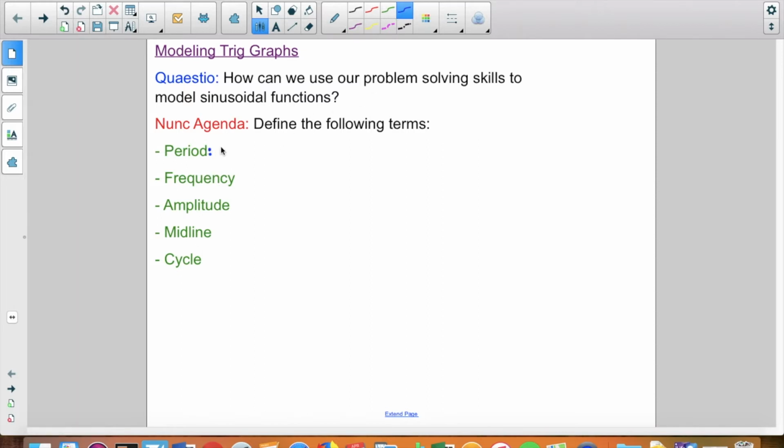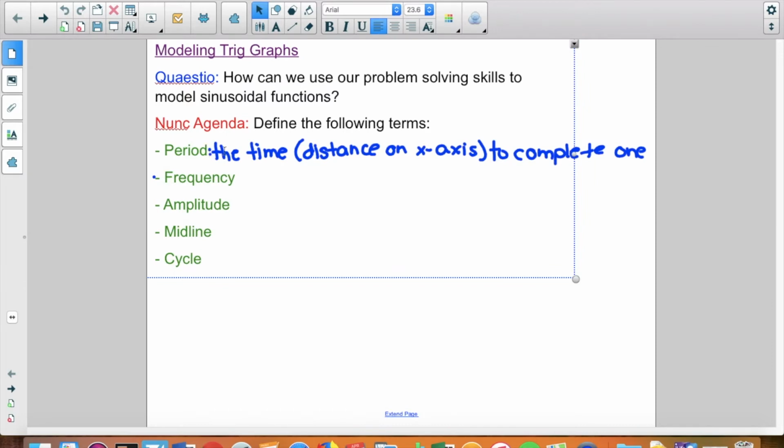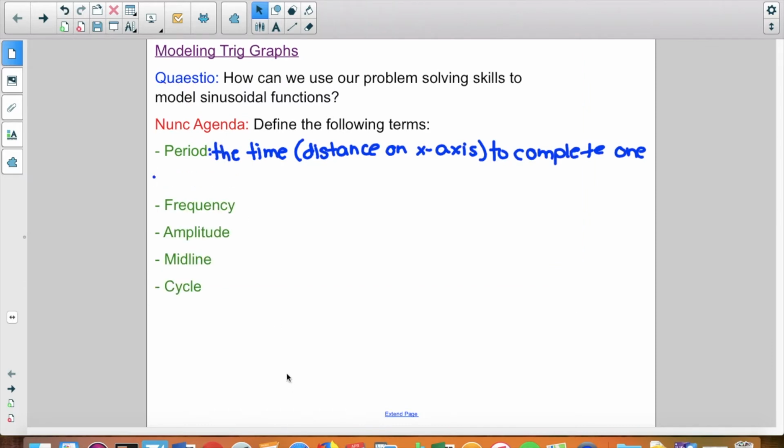Now, a period is the time or distance on the x-axis to complete one full cycle. Okay?